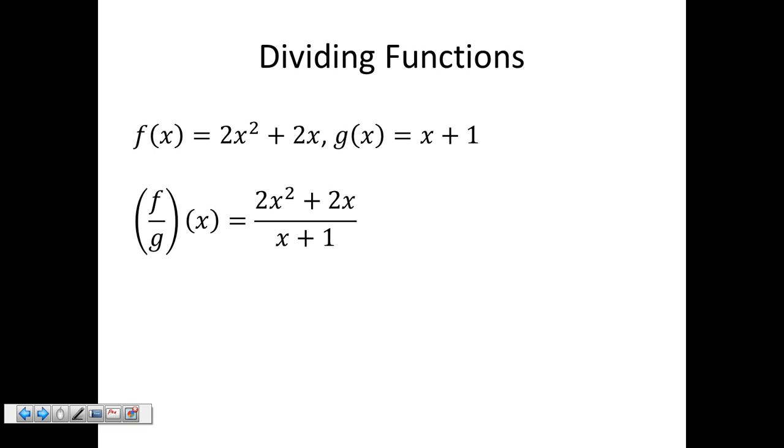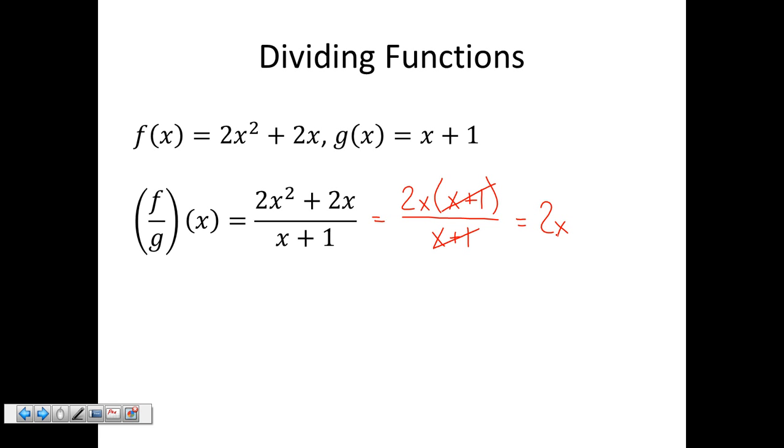We've done this before. We've worked with rational functions before. If I can factor, I should. So I'm going to factor out a 2x from the top, and that's going to give me x plus 1, and that x plus 1 can cancel the x plus 1 on the bottom, and I'm left with 2x.